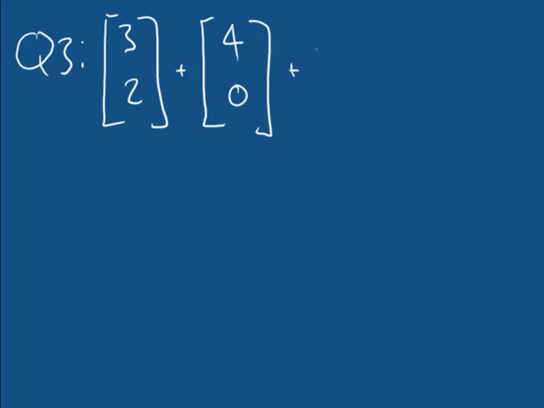So we're going to have the vector 3, 2, and then add to that the vector, I guess 4, 0 will work quite nicely, and then add to that the vector 5, minus 2. And I'd like you simply to work this out using the component representation.